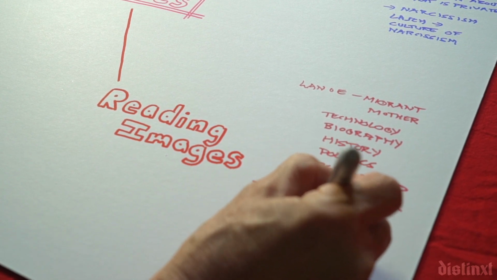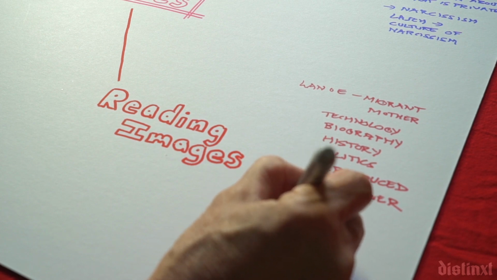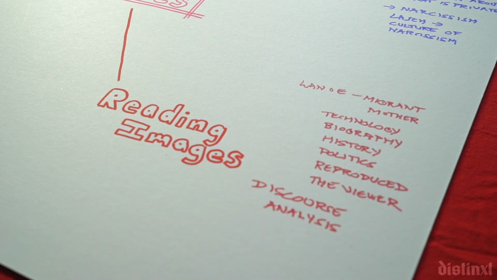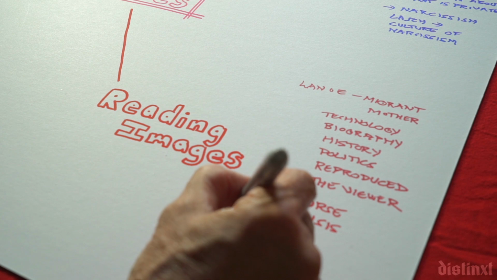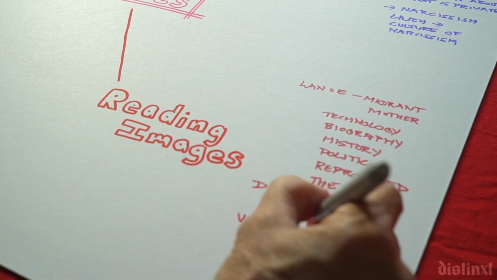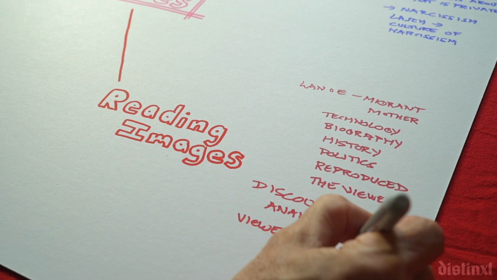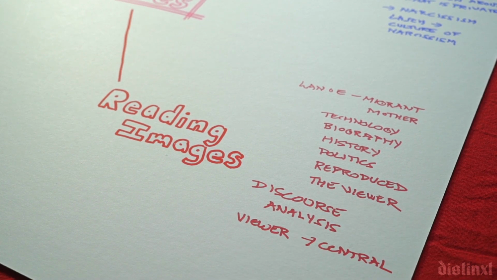What we're doing when we look at these various facets of the photograph, the technology, the history, the politics, how the image was reproduced, we're doing something called discourse analysis. And discourse analysis gives a very strong role to the viewer. The viewer becomes central in the process of doing discourse analysis, which is one of the reasons I'm going to ask you to do a discourse analysis of this image.